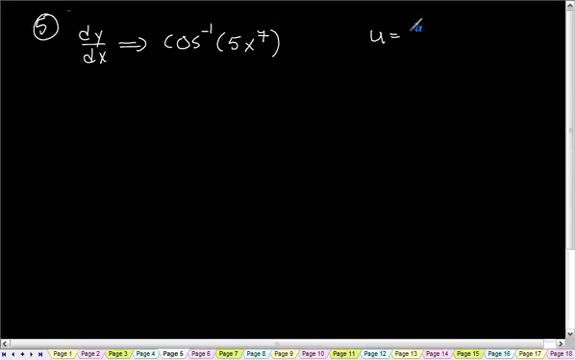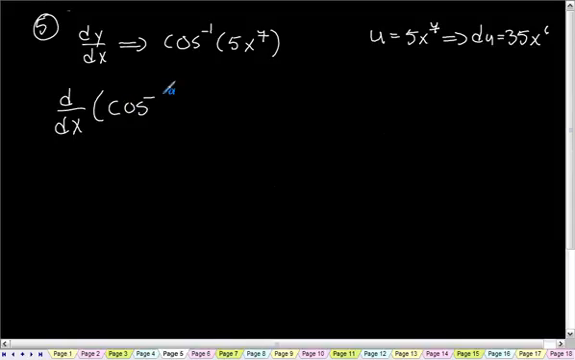And so our u is 5x over 7. That means our du, our derivative for that, is, I'm going to bring the 7 down, times 5 is 35x to the 6. I did that so I can just plug it in at the end. So the derivative of this becomes the derivative of cosine -1 of u.